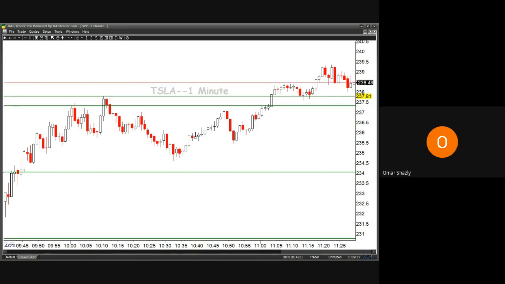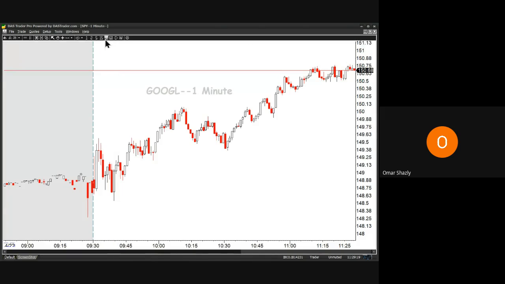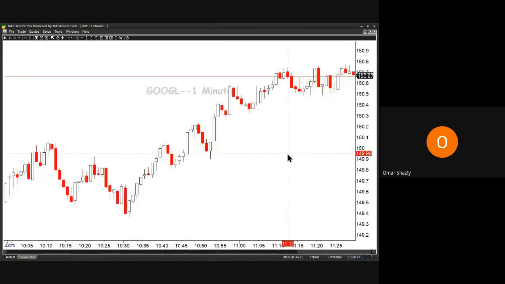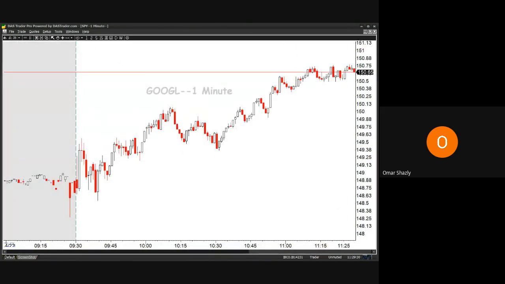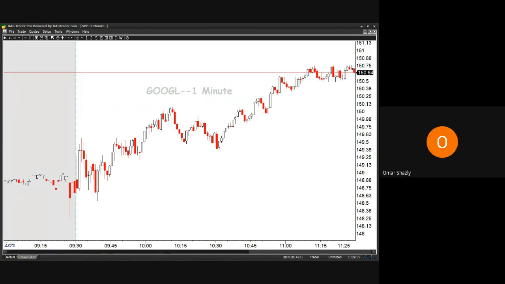All right. Yeah, let's look at Google. I know you hate Google. But this is kind of the question that I asked earlier. If we look at the 1 minute chart, it went to 149, let's say 149.50, and it broke out. And then it came back and kind of retested that area, and it printed a very bullish candle at like 10:15ish. So that was the basis of my question.